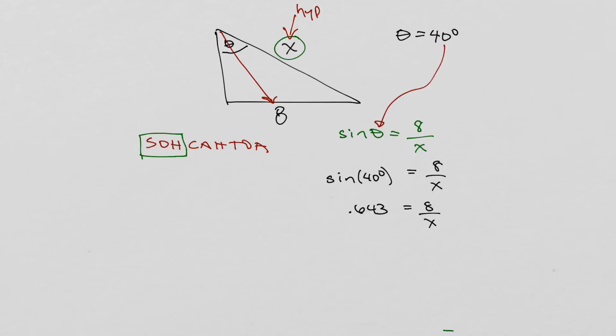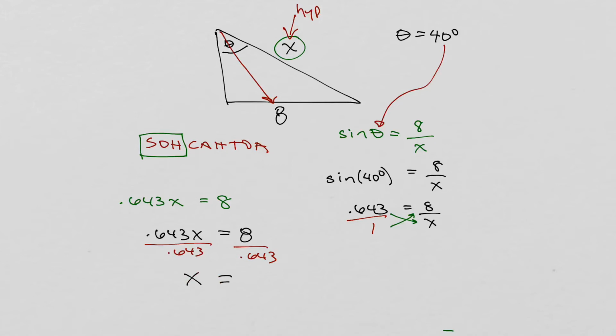Right? We could write this as 0.643 over 1, and then I can cross multiply to try to solve this to get 0.643 times x equals 8 times 1, which is 8. And then to solve this, let's take this 0.643 times x, and let's divide both sides by 0.643. Right? And that will give me x equals 12.4.